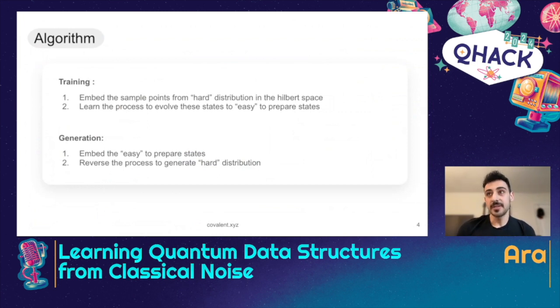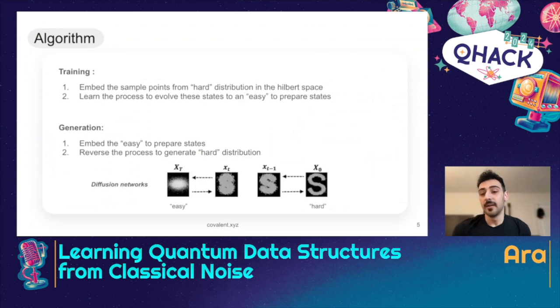And then the generation step will essentially do this backwards. So we'll embed easy states and use the circuit with the optimal parameters to transform them into points that are representative of the difficult distribution. If this sounds familiar to you at all, this is pretty typical of a diffusion network kind of setup in classical machine learning.